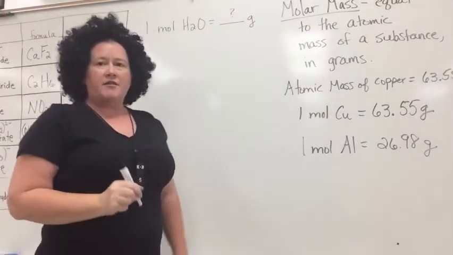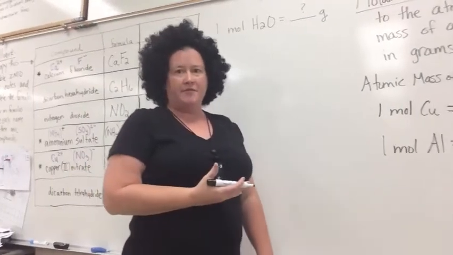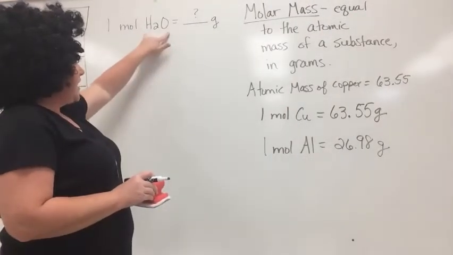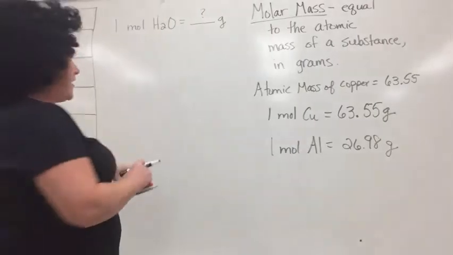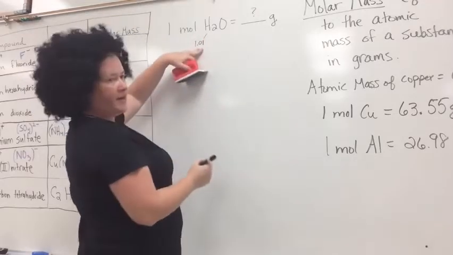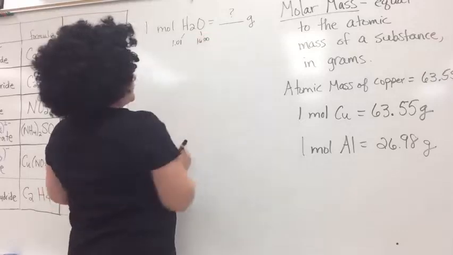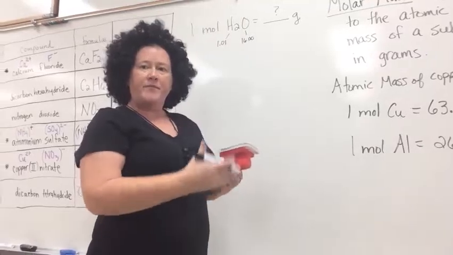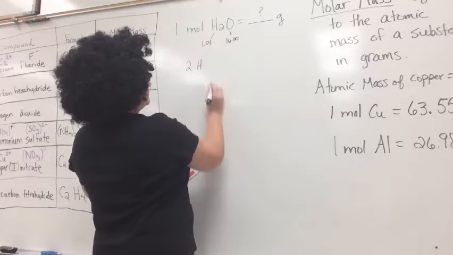So the question is, 1 mole of H2O, water, is how many grams? Now what we have to do here is look at the compound formula and look at how many of each element there are. I have 2 hydrogens, and hydrogen has a molar mass of 1.01 on the periodic table. Oxygen has a molar mass of 16.00. So we have to take the amount for each atom and then add them all up. So we have 2 hydrogens.